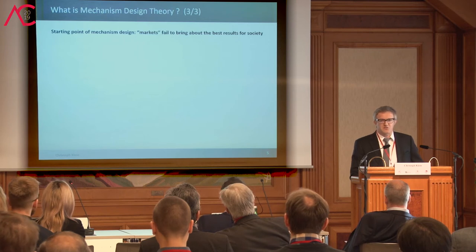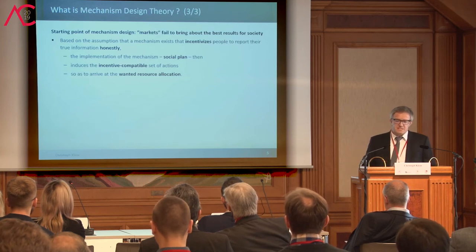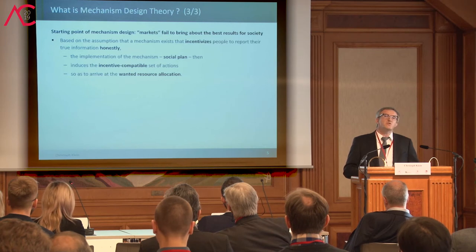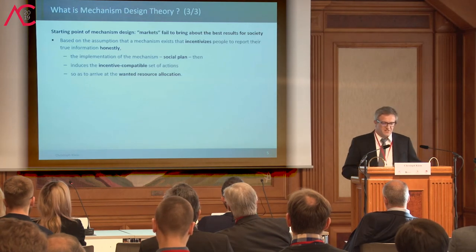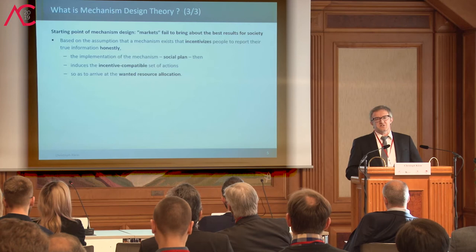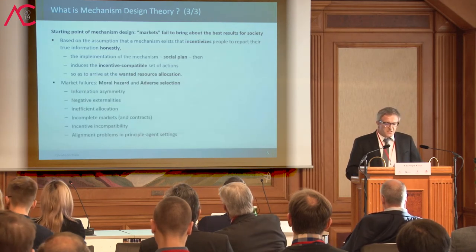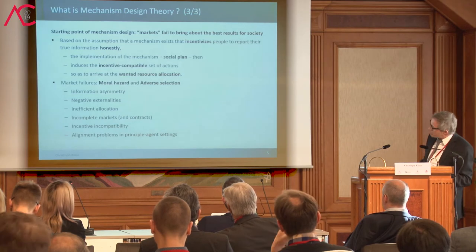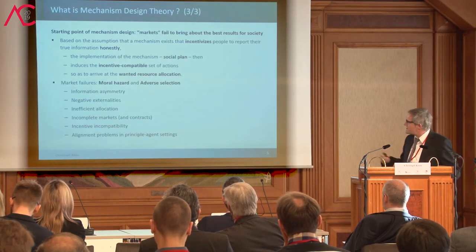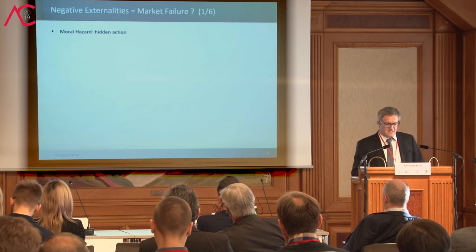First of all, obviously, markets always fail, right? And what they say is based on the assumption that a mechanism exists that incentivizes people to report their true information honestly. So obviously you have that kind of benevolent dictator or public agency or whatever. So the mechanism is actually a social plan, and they obviously want an incentive compatible plan to arrive at the wanted resource allocation. What they mostly talk about is moral hazard and adverse selection, and I want to talk a little bit about that. These are all the buzzwords: information asymmetry, negative externality, inefficient allocation, incomplete markets, and then the principal-agent settings.